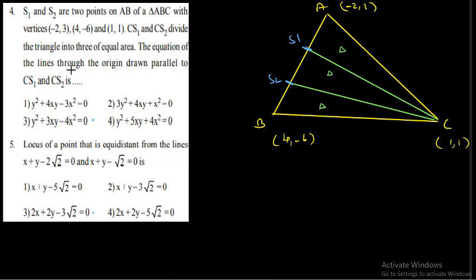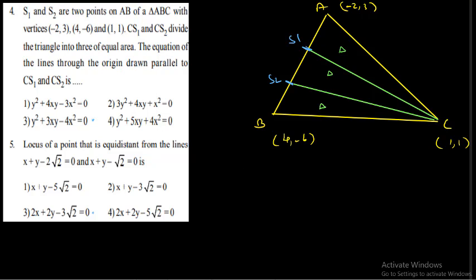The question asks for the equation of the lines through the origin drawn parallel to CS1 and CS2. For example, this is the origin 0 comma 0. Through this you can draw one line parallel to CS1, another line parallel to CS2. We want to find the combined equation of these two straight lines. For that you need to find the S1, S2 coordinates, students.